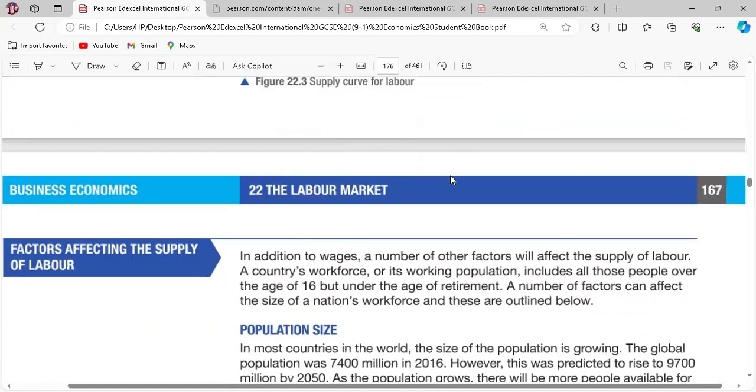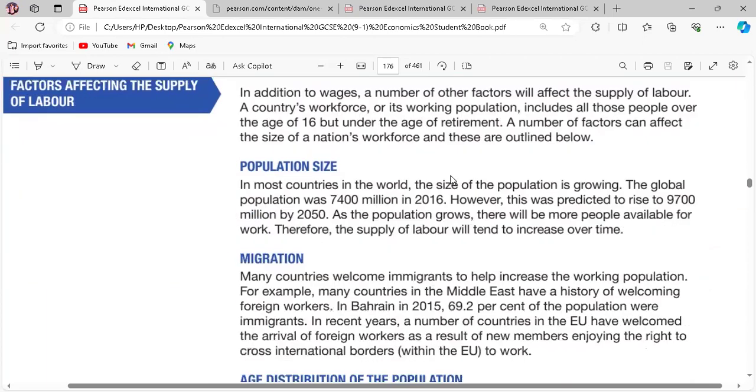Then we have other factors that would shift the supply curve rightward or leftward. Number one, population size. In most countries in the world, the size of population is growing. The global population was 7.4 billion in 2016. However, this was predicted to rise to 9.7 billion by 2050. As the population grows, there will be more people available to work. Therefore, the supply of labor will tend to increase over time.